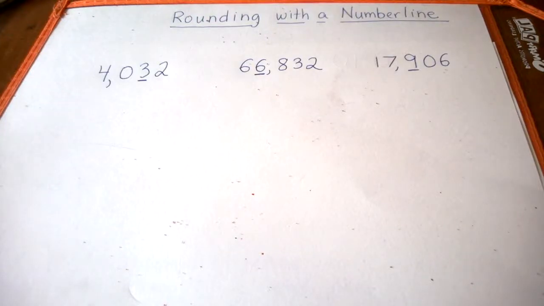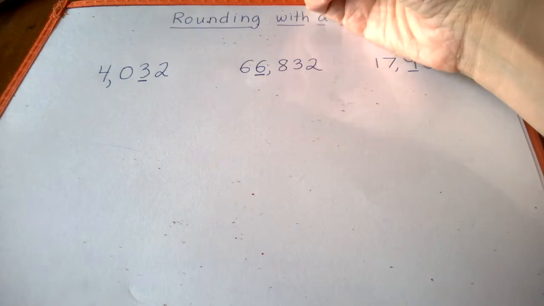This lesson is on rounding with the number line. As you can see, I have three numbers with a digit underlined, so we will be rounding to that place value. If the problem doesn't underline the digit for you, I would suggest doing it on your paper before you start. Let's look at our first number, 4,032.